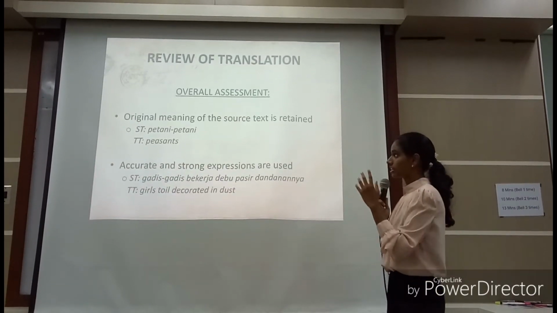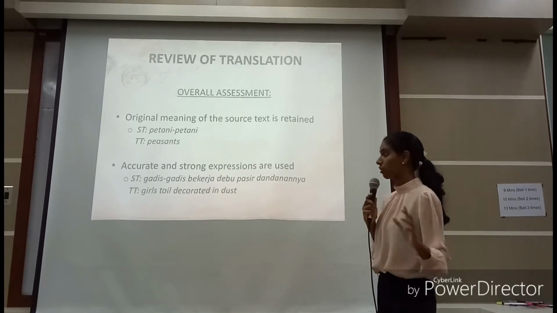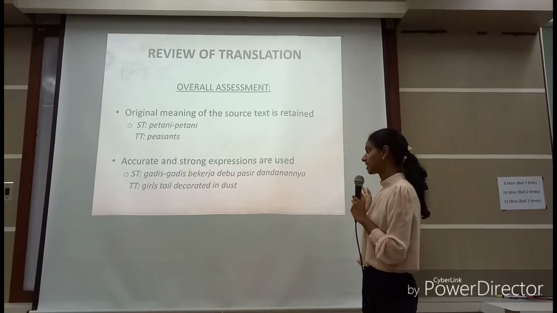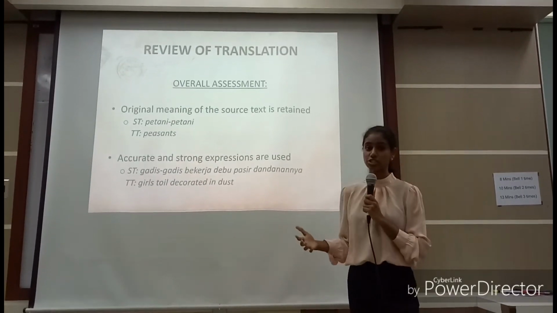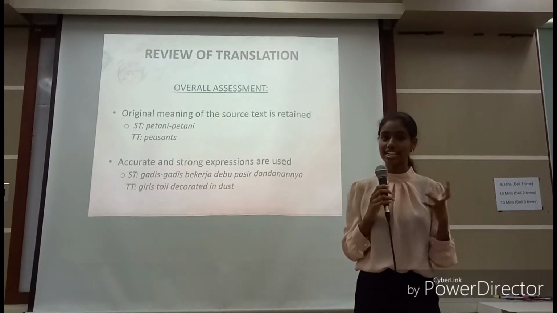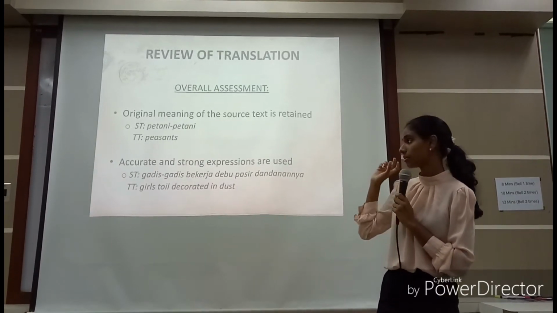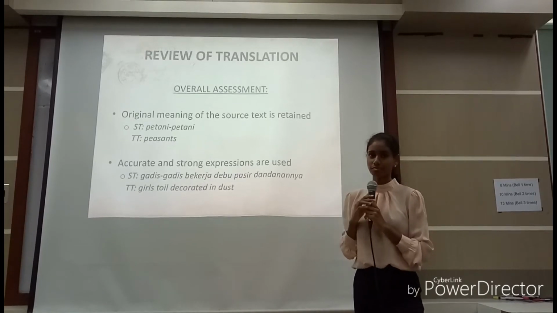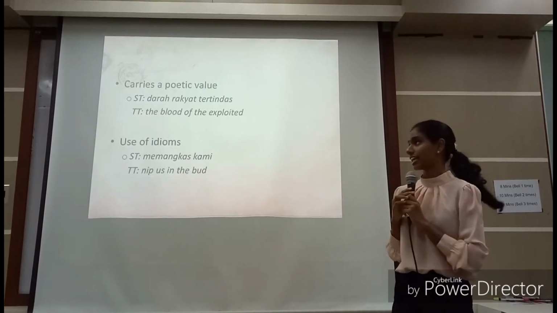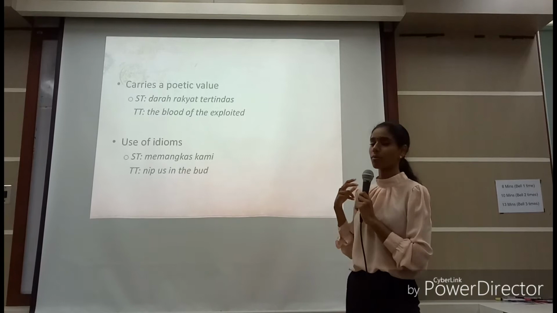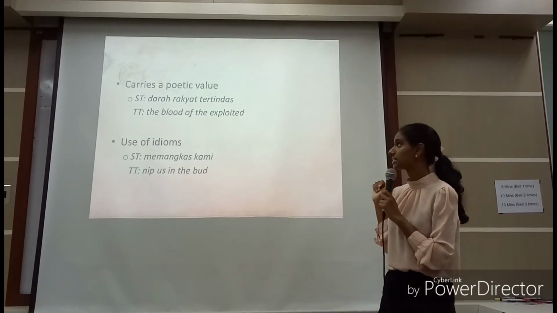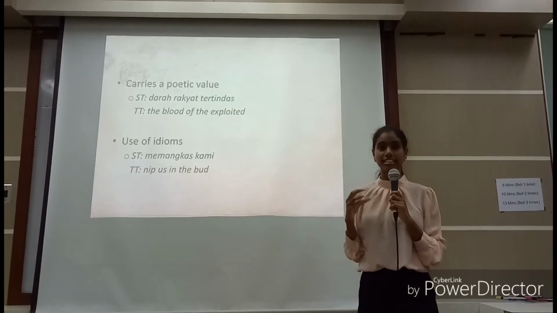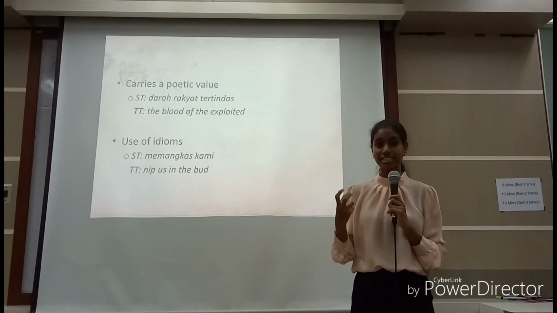And also, the translator used accurate and strong expressions. For example, gadis-gadis bekerja debu pasir dandanannya was translated into girls' toil decorated in dust. So as you can see, he used very accurate expressions to translate the poem. And also the poem carries a poetic value. For example, darah rakyat tertindas, the blood of the exploited. Even in the translated version, the poetic value is still maintained.